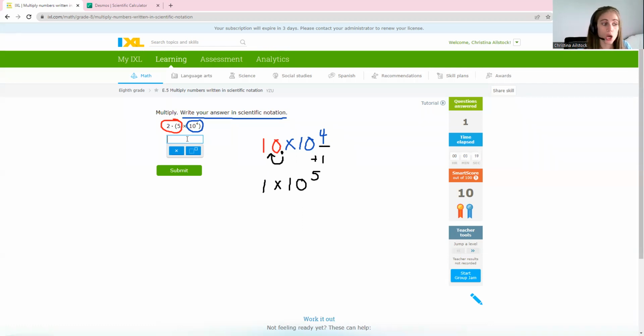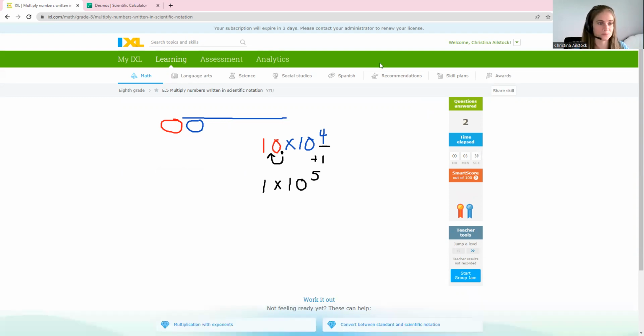Now that we've done that, we can type our answer in. So we'll just use our keyboard to type in 1, and then right here we have our blue X. And then we want to do keyboard with a 10 and select this one, and that brings us into exponent mode. We can do our exponent of a 5.